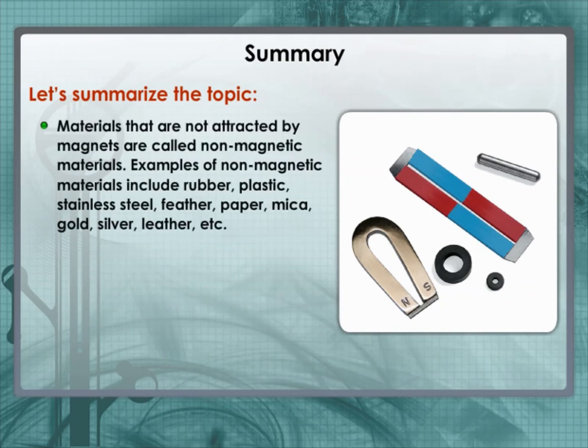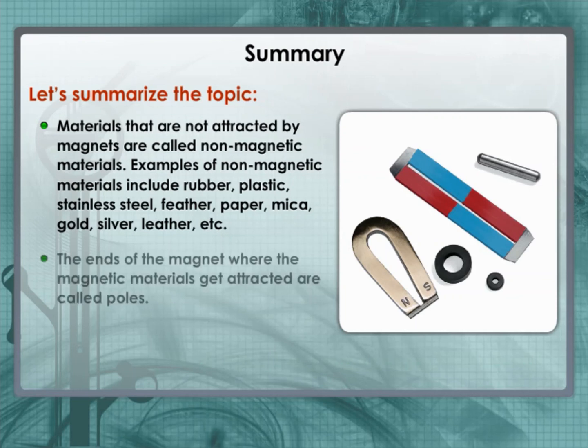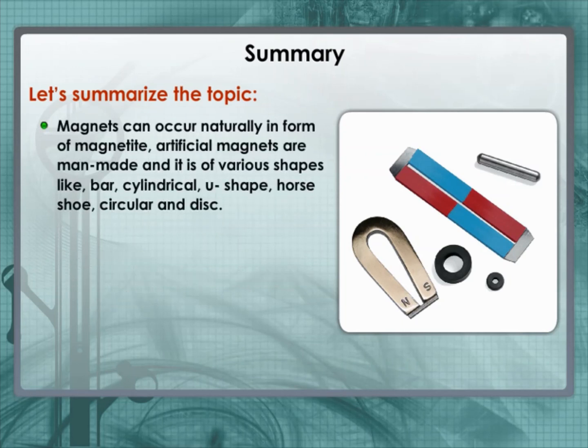Materials that are not attracted by magnets are called non-magnetic materials. Examples of non-magnetic materials include rubber, plastic, stainless steel, feather, paper, mica, gold, silver, leather, etc. The ends of the magnet where the magnetic materials get attracted are called poles. Magnets can occur naturally in form of magnetite. Artificial magnets are man-made, and it is of various shapes like bar, cylindrical, U-shape, horseshoe, circular, and disc.